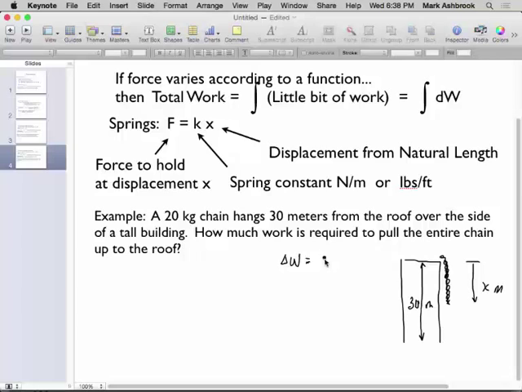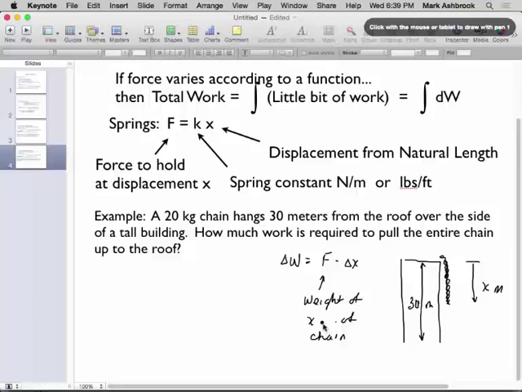So we're going to have force times a little bit of distance, delta x, as a typical amount of work. Think of pulling it up one link, a little change in x. What do we need? We need the weight of x meters of chain, because that's the force we have to pull up with. Does that make sense? We pull that weight over that little distance, and that gives us the work.